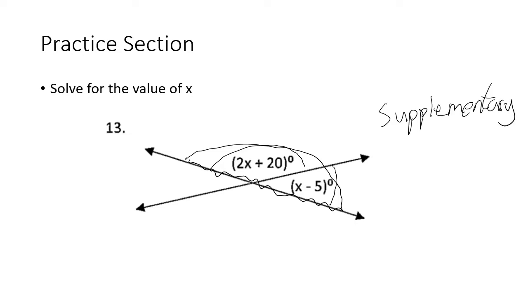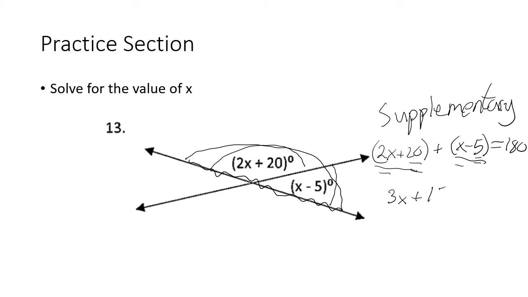Now a problem like this requires a little bit of algebra behind it. So I'm going to take the first angle, the 2x plus 20, and I'm going to add it to the second angle, the x minus 5, and that should equal 180. Basically, I'm just going to combine like terms from this group to this group. They're on the same side of the equal sign. So 2x and 1x add to be 3x, and 20 plus negative 5 is a positive 15. That equals 180. I solve by subtracting 15 from both sides.